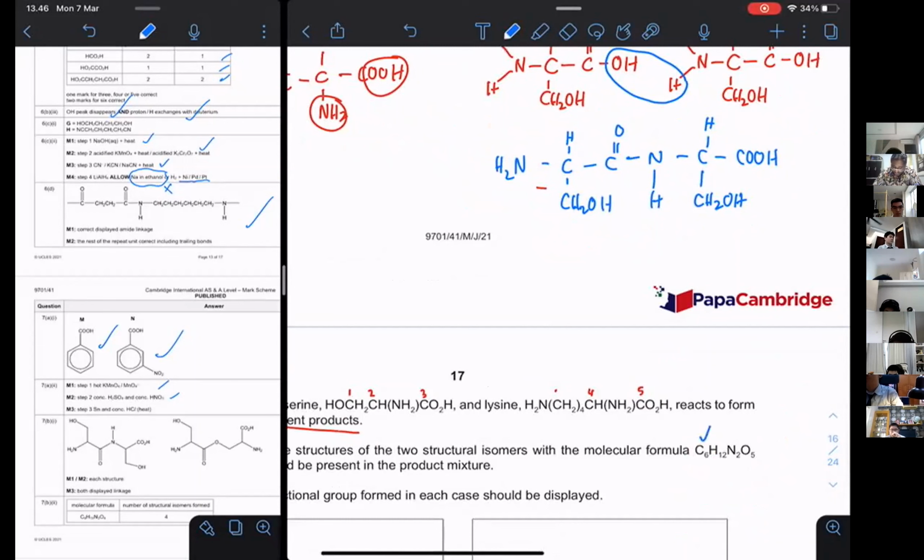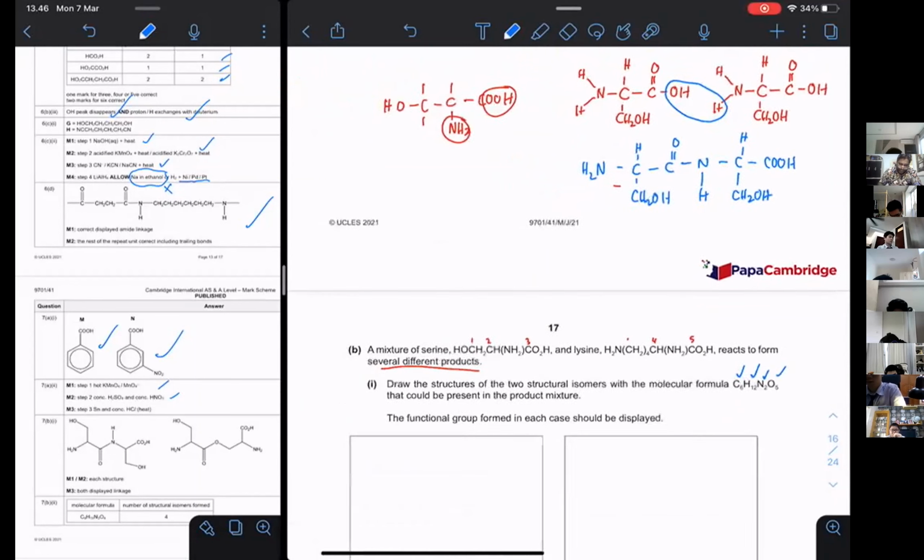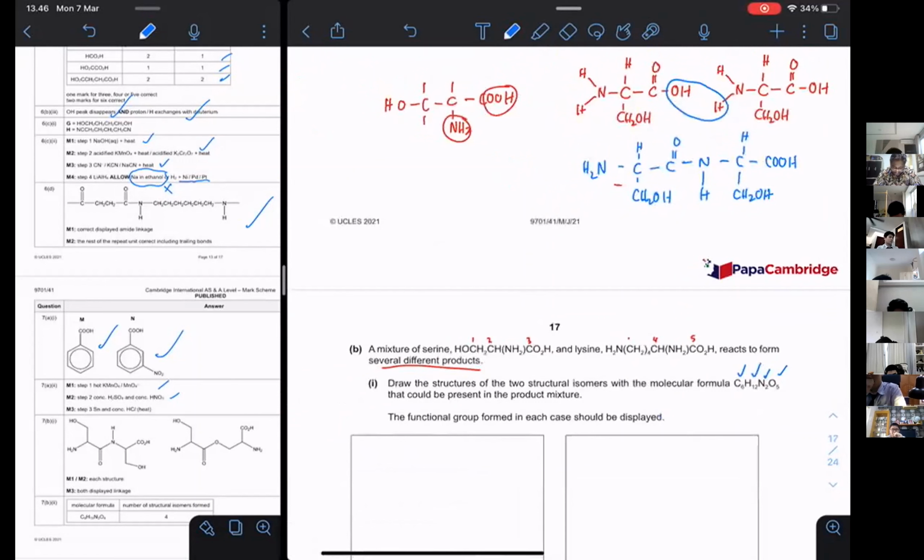Hydrogen, I must have 12. If I count 2, 4, 6, 7, 8, 9, 10, 11, 12. I have 12. Nitrogen, I have 2. Yes, I do have 2. Oxygen, I have 5. Yes. So they say, draw the structures of 2 structural isomers with this.